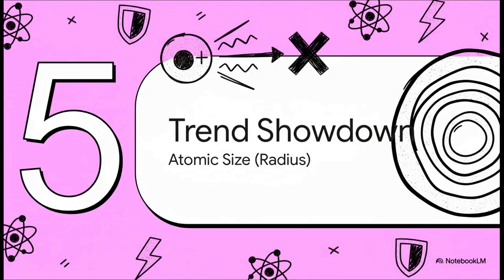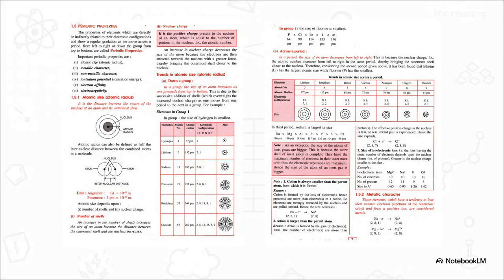All right, it is time for our trend showdown in Section 5. And first up is the most fundamental trend of them all, atomic size, or what we call atomic radius. So what happens as we go down a group? Well, the atom gets bigger. Why? Because with each step down, we add a whole new electron shell. In this direction, the shielding shells win, no contest. More shells mean a bigger atom.